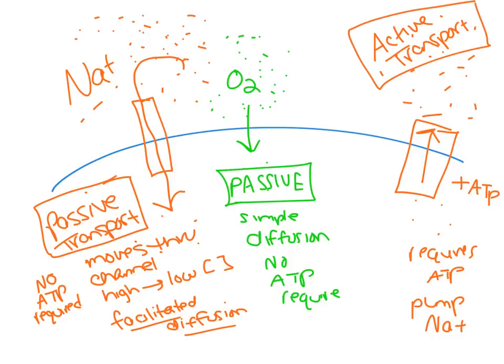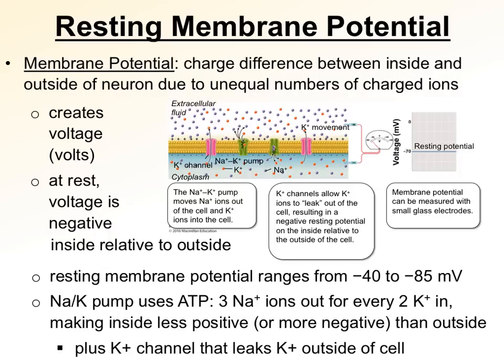So if I were to draw a nice line down the middle here, on the left, these are both passive, and on the right, we have active. So now that we have all that review under our belt, let's discuss membrane potential. Neurons have to communicate. We've talked about that. So the question is, how do they communicate?